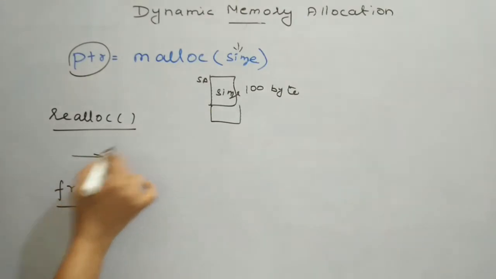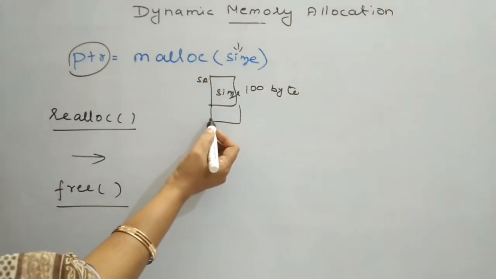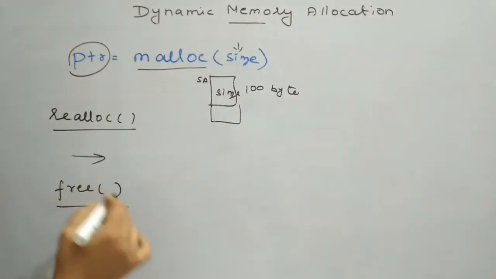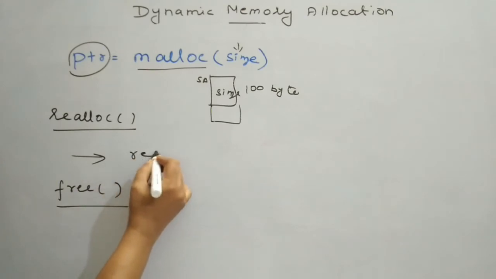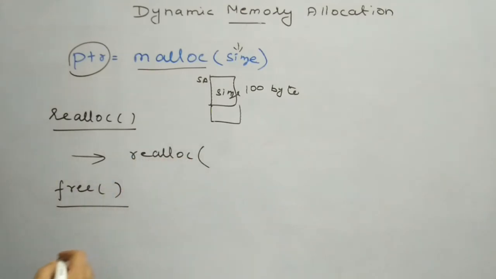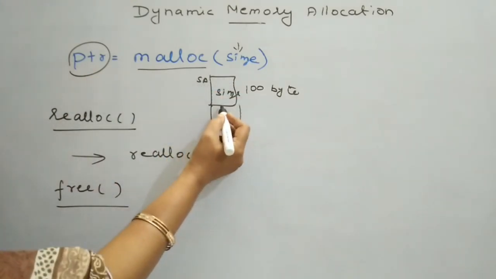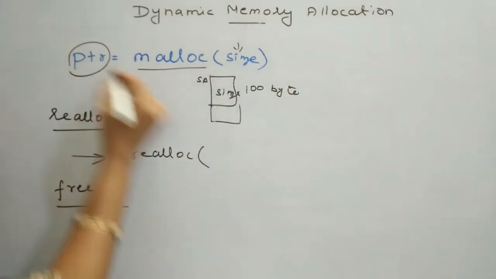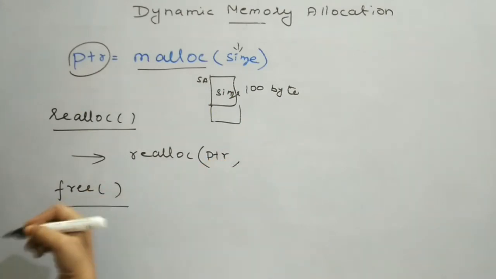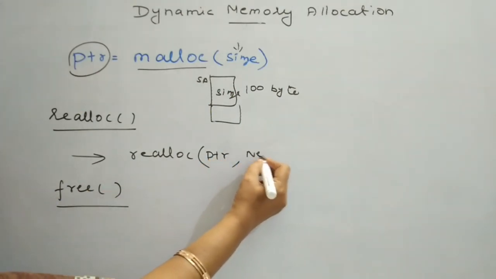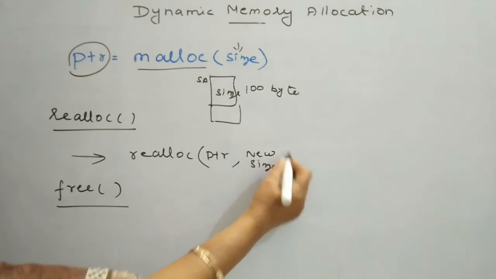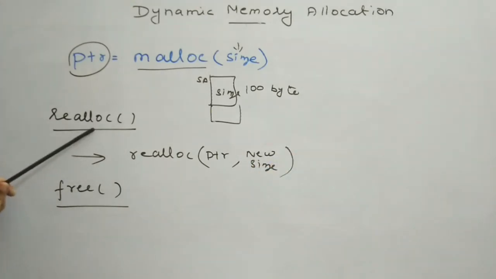To resize the memory block which is already allocated by malloc or calloc function, we make use of this realloc function. So to this realloc function, we need to pass as a parameter the starting memory address of the memory block which needs to be resized, which is stored in this PTR. And then the new size of the memory block. So realloc function is used to reallocate the memory without losing its old data.